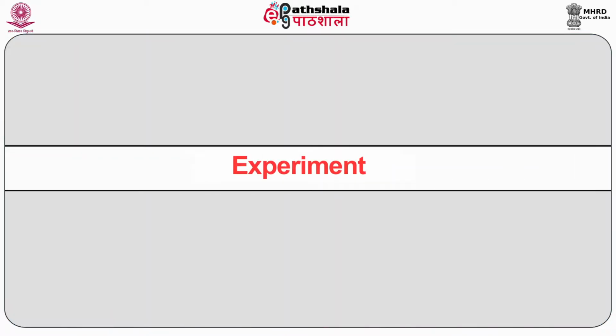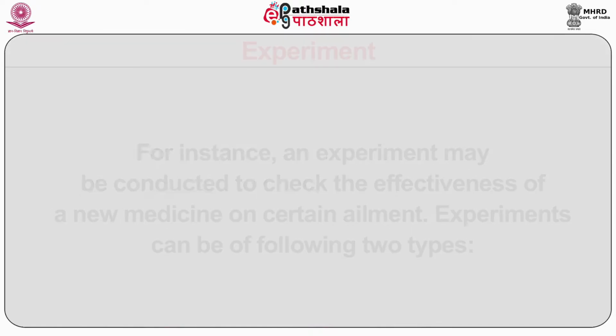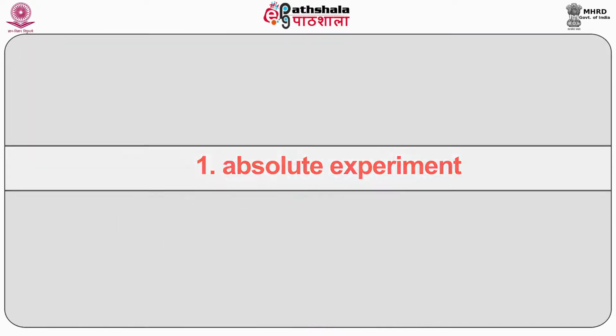The next concept is of experiment. An experiment is the series of all the steps undertaken under research to examine the truth of a statistical hypothesis. For instance, an experiment may be conducted to check the effectiveness of a new medicine on a certain ailment. Experiments can be of the following 2 types. First, absolute experiment. As in the above example, the researcher tests the effectiveness of a medicine on the ailment of a patient; this is an absolute experiment.